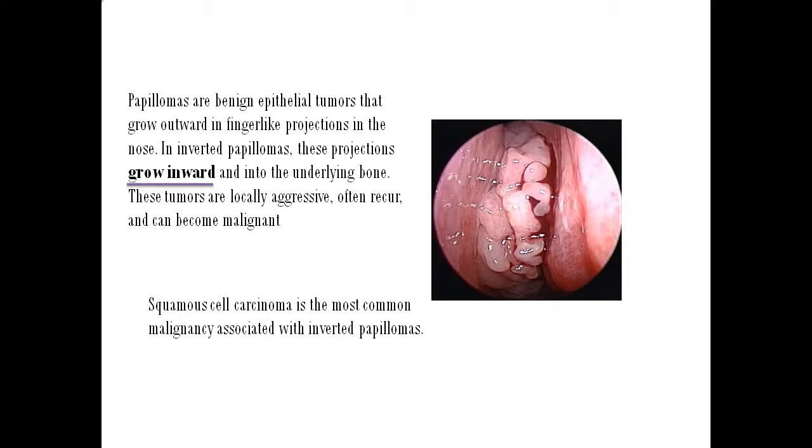Papillomas are benign epithelial tumors that grow outward in finger-like projections in the nose. In inverted papillomas, these projections grow inwards into the underlying bone, and they are locally aggressive and often recur and can become malignant. Squamous cell carcinoma is the most common malignancy associated with inverted papilloma.